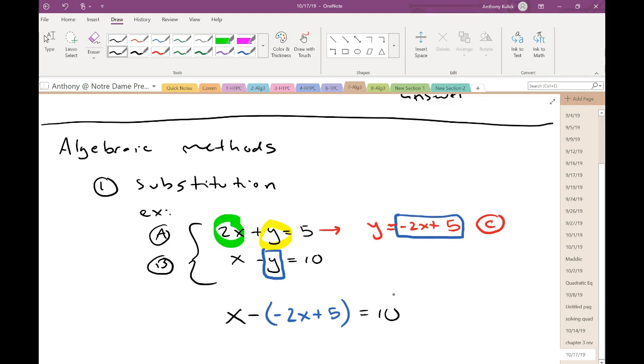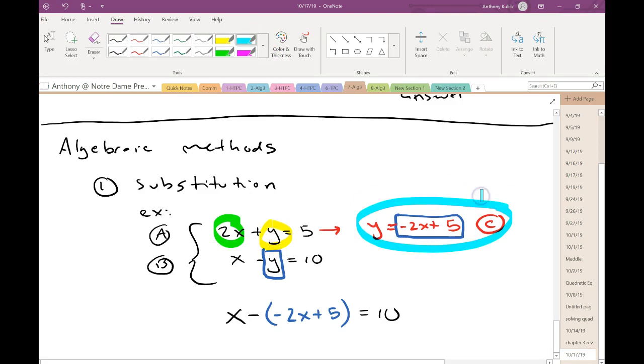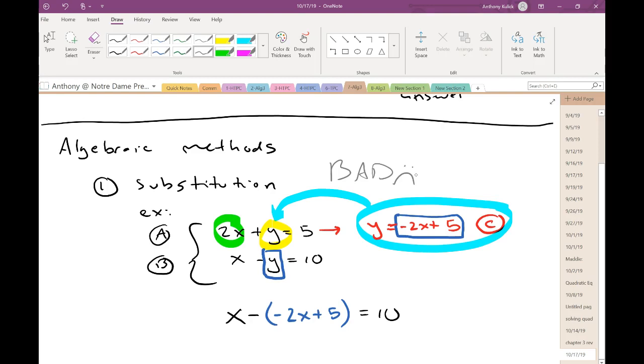So I want to be clear here for a moment, because it's important that we're clear about this particular point. We used equation A to generate this that I'm going to use for my substitution. I cannot substitute back into the same equation. That's bad. Okay? You can't isolate a variable in equation A and then substitute it back into equation A. You have to use another equation. You can't substitute back into the same thing. Is everybody okay with that idea?